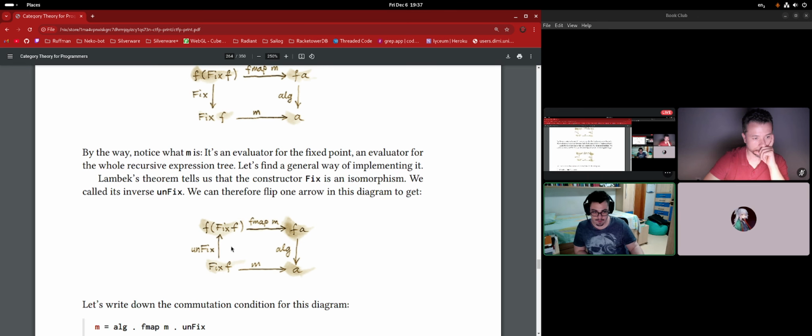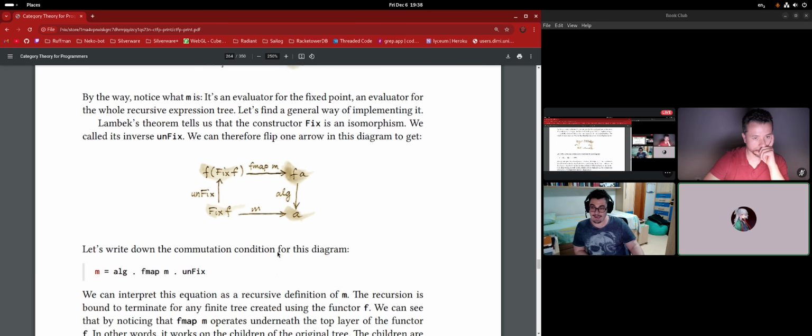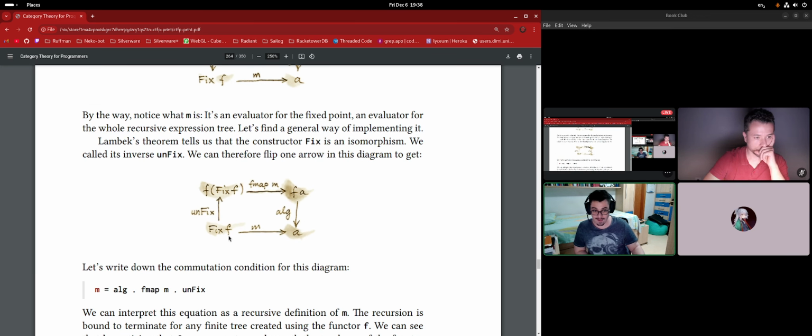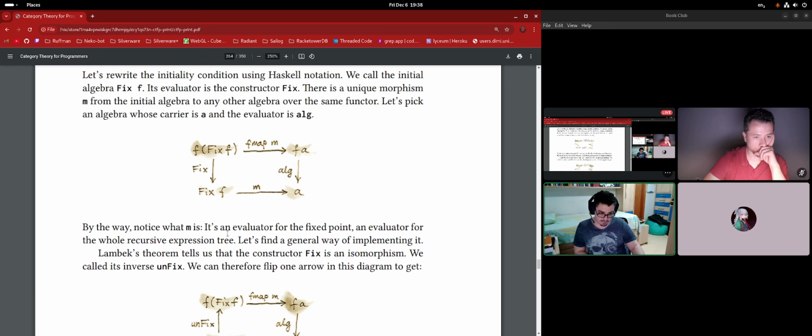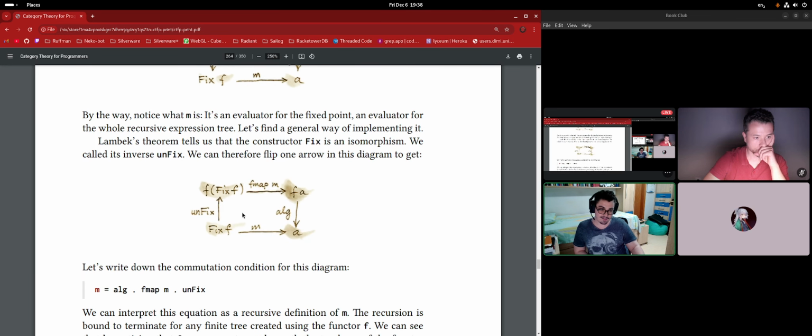So then you go to this one, and if you have this one, now we can express m in terms of it. You already could before. You can just compose the fix with m and the FL map of m and algebra. But that second one is more convenient because now you can just do this equality down here. We know that applying m should be the same as doing alg after FL map of m after unfix.